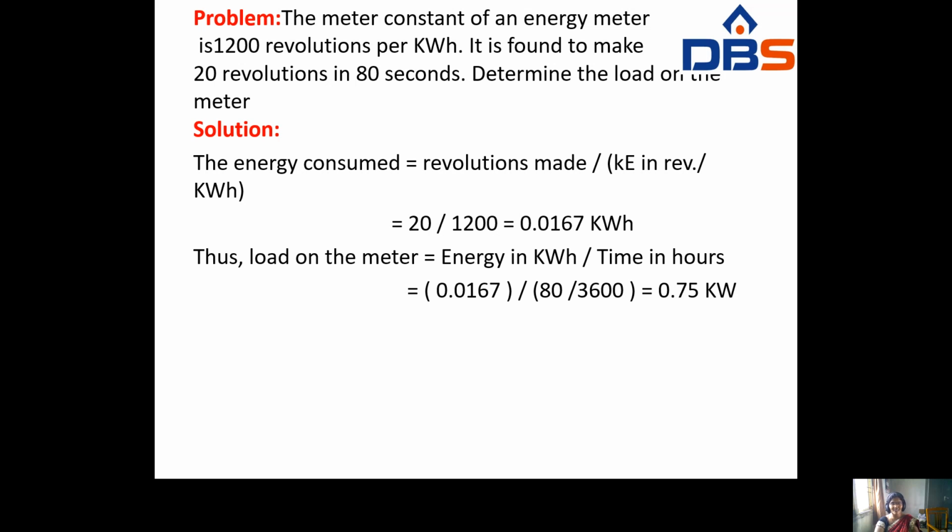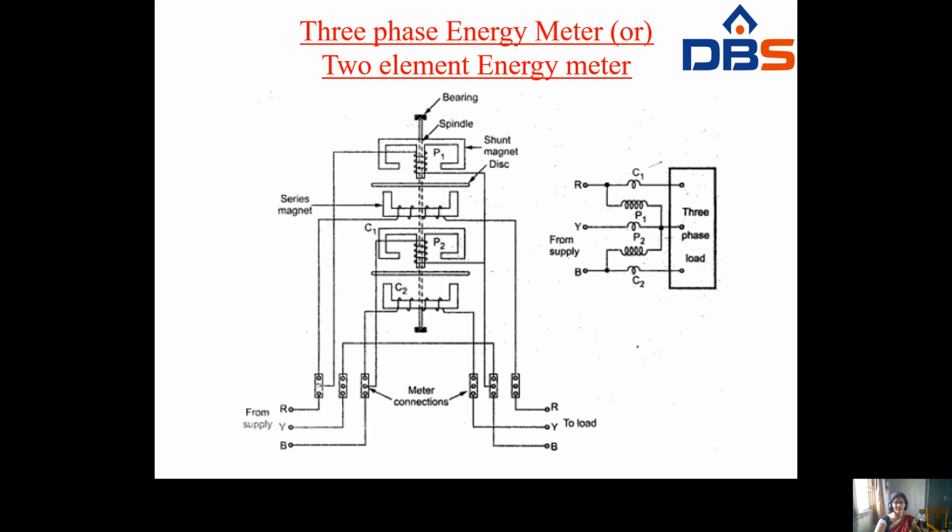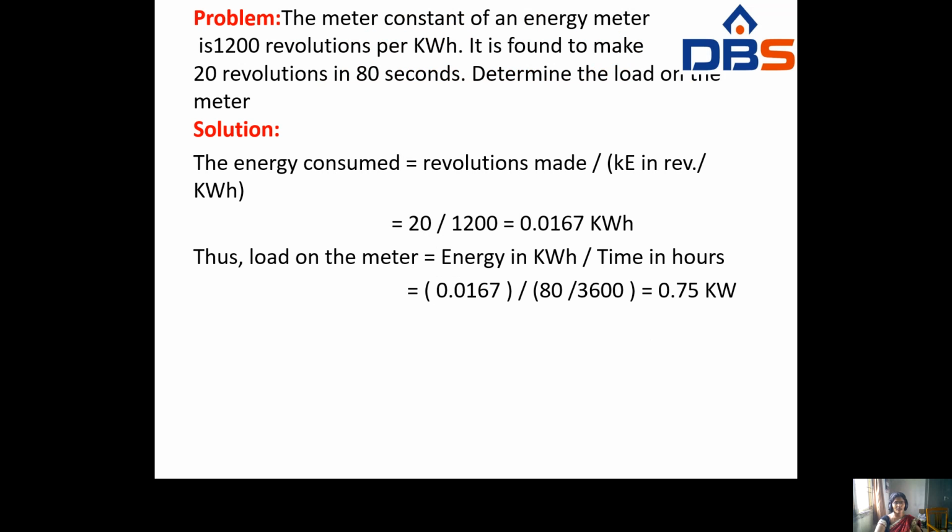The load on the meter is energy in kilowatt hours divided by time in hours. So 0.016 by 80 by 3600. To convert to hours, you have to divide the 80 by 3600. At that time you get 0.75 kilowatts. So that is the solution.